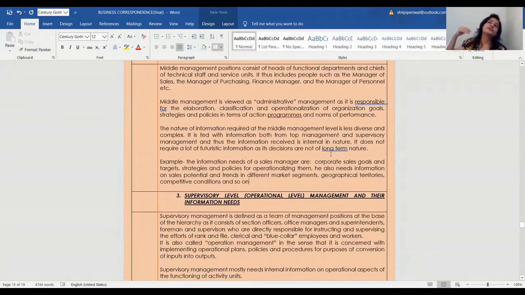Okay. So now over here, what is happening with the middle level management is they are getting information from the top level people and from the supervisory people, right? Their needs are not futuristic, their needs are not external, they only get internal information. They don't get the trend information from outside. What their job is, they have to understand the plans and policies of the top level management, and they need to actually implement it.